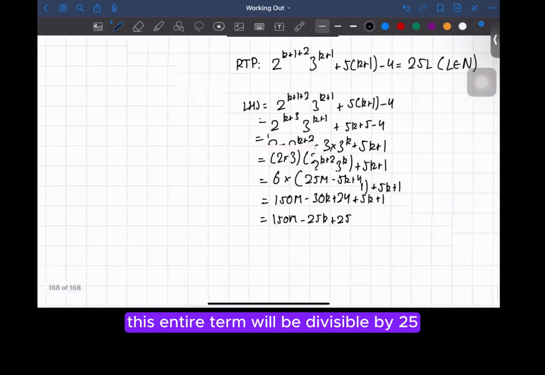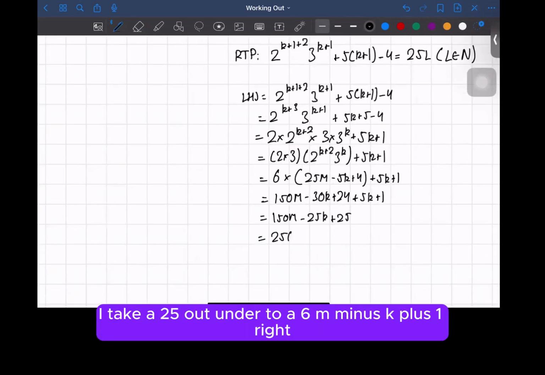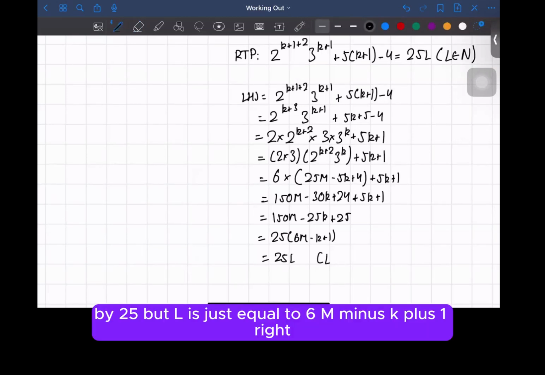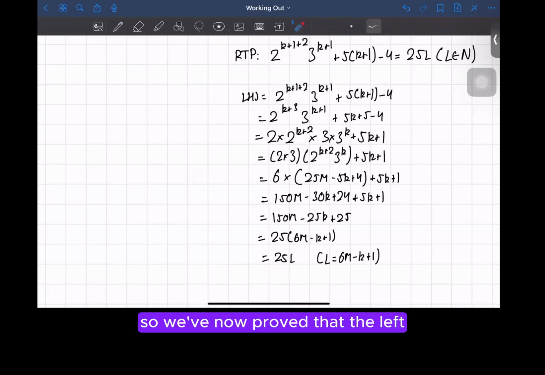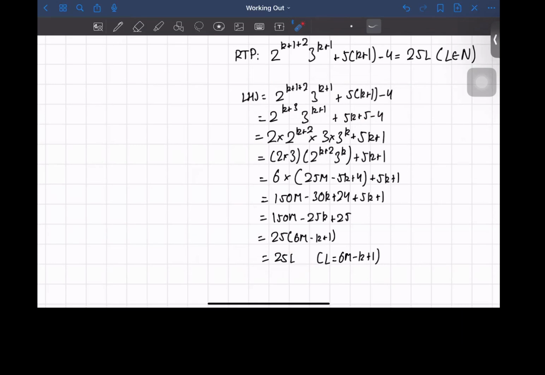You see here, this entire term is divisible by 25. I take a 25 out and I'm left with 6m minus k plus 1. So that will be equal to 25L, where L is equal to 6m minus k plus 1. We've now proved that the left-hand side is divisible by 25, as we see down here.